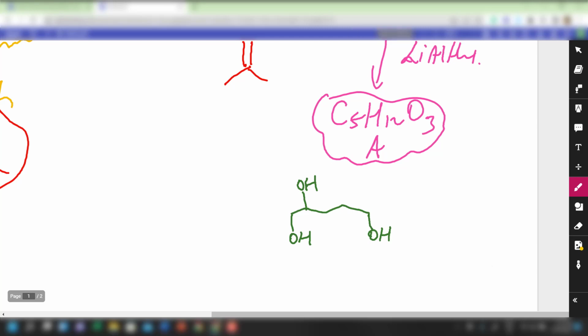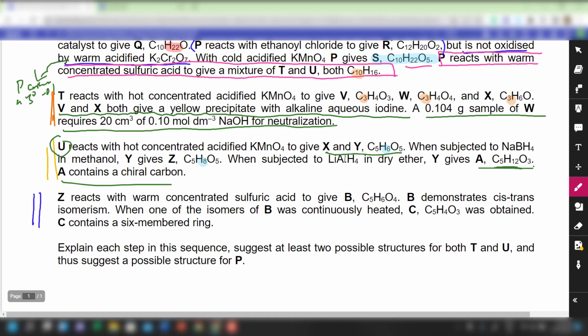Another possibility for A would be something that is branched, maybe something like this, where I have an OH here, which is a chiral carbon, and then a primary alcohol here and a primary alcohol here. 1, 2, 3, 4, 5. So these are the two likely structures for A, with one chiral center. But only one of them is correct, because as we read on, you'll notice that more clues are being given to you.